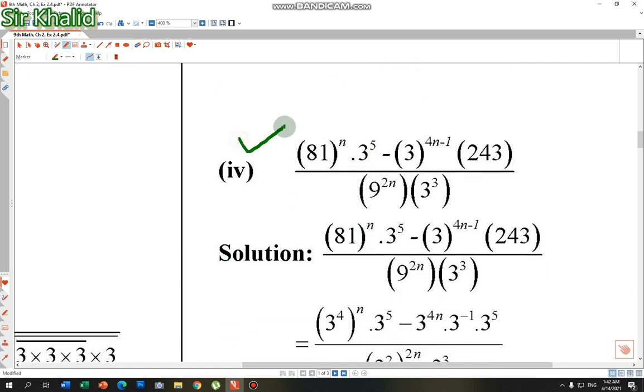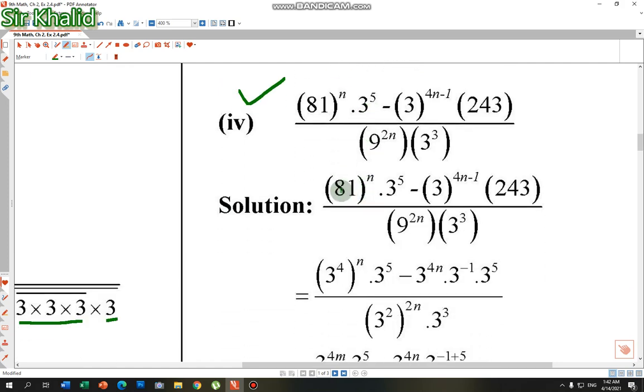Again, a very important question regarding the board point of view. 81 power n into 3 power 5 minus 3 into 4 n minus 1 over 243, 9 power 2 and 3 power 3.